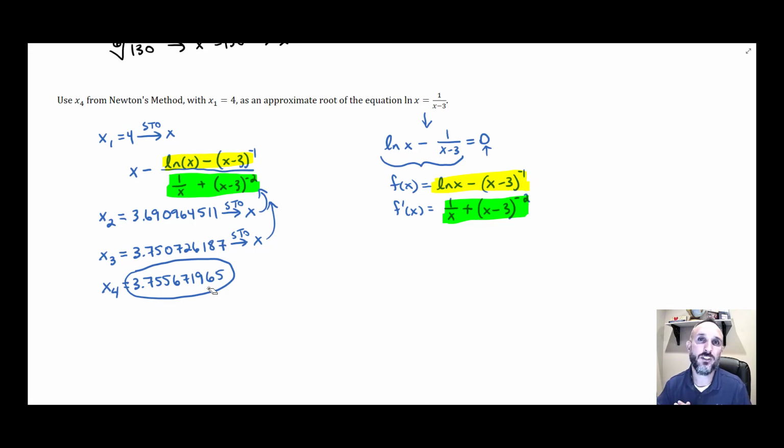So those are several examples of Newton's method. I hope you like it. It's really cool. Play with your calculator, become proficient, and enjoy.